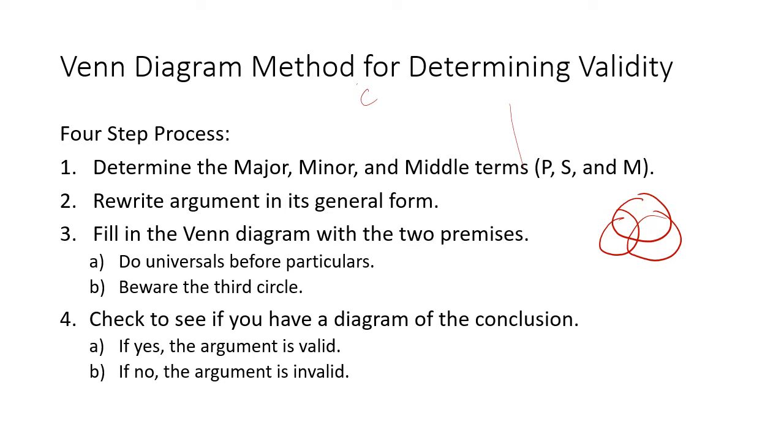So for example, if your conclusion is a universal, if it were true, then a certain area of the Venn diagram would be shaded in. So if that area is shaded in, then the argument is valid. If the area is not shaded in, it's not valid. If the conclusion were a particular, same kind of deal. If the area has an X in it, like the conclusion says it would, then the argument is valid. If the conclusion does not have an X in it, then the argument is not valid.